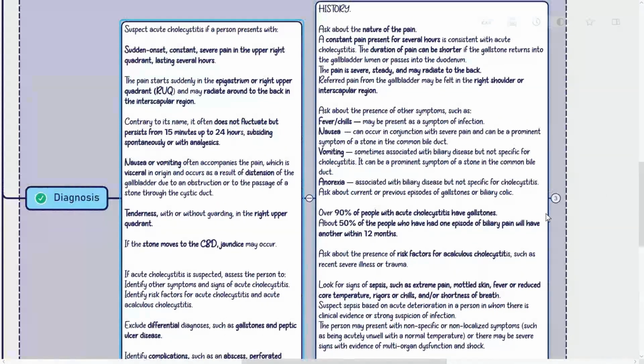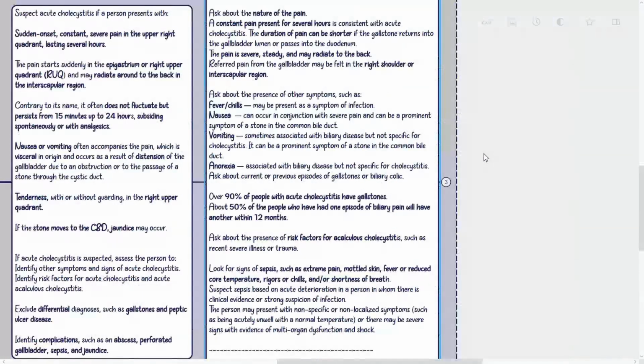Ask about the nature of the pain. A constant pain present for several hours is consistent with acute cholecystitis. The duration of pain can be shorter if the gallstone returns into the gallbladder lumen or passes into the duodenum. The pain is severe, steady, and may radiate to the back. Referred pain from the gallbladder may be felt in the right shoulder or interscapular region.